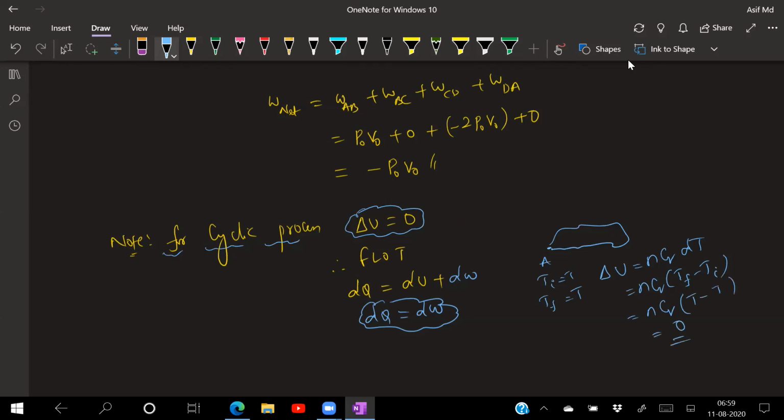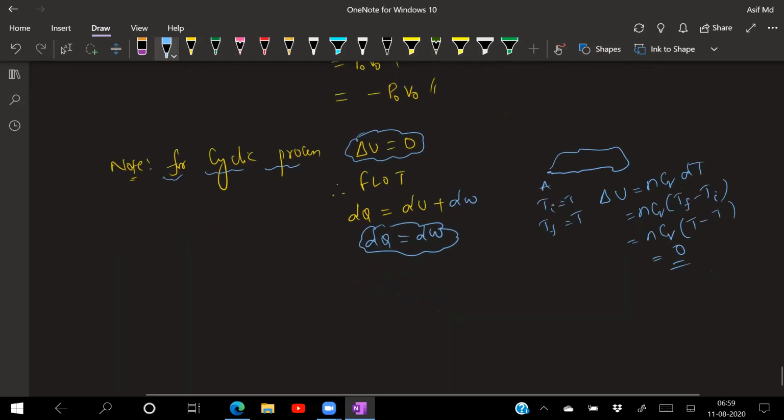So that is the reason internal energy is becoming zero. Yes, sir. So for the cyclic process, if I am applying the first law of thermodynamics, the internal energy change is zero. So dq will be equal to dw. Is that clear for everyone? Yes, sir. So that is the way we write the relation.